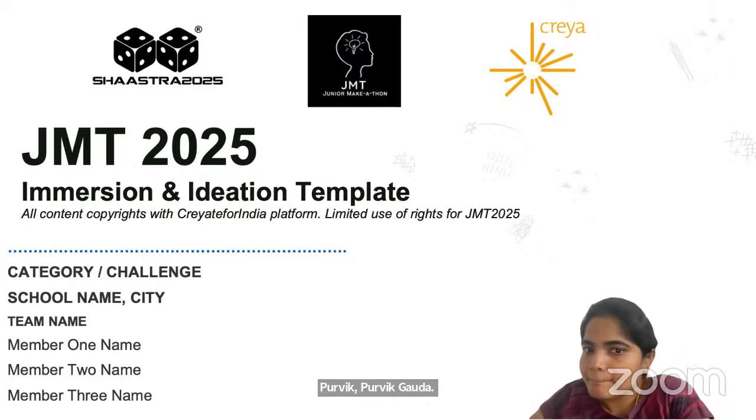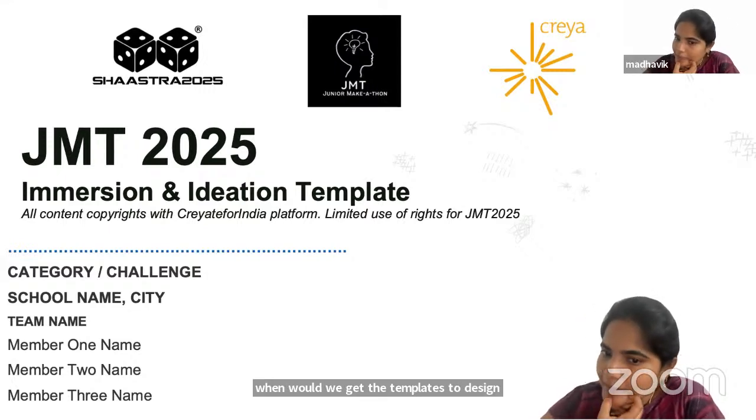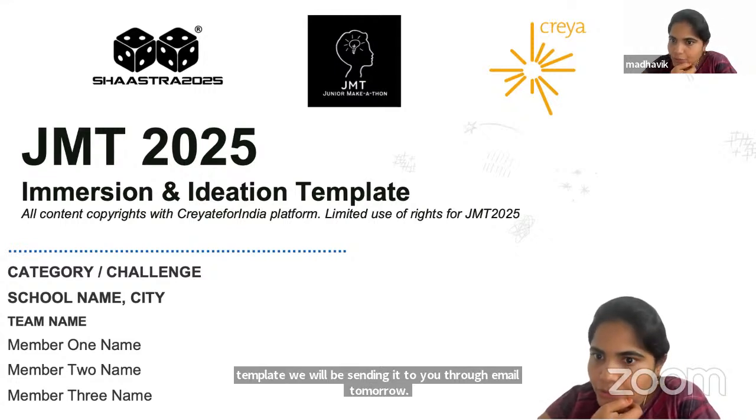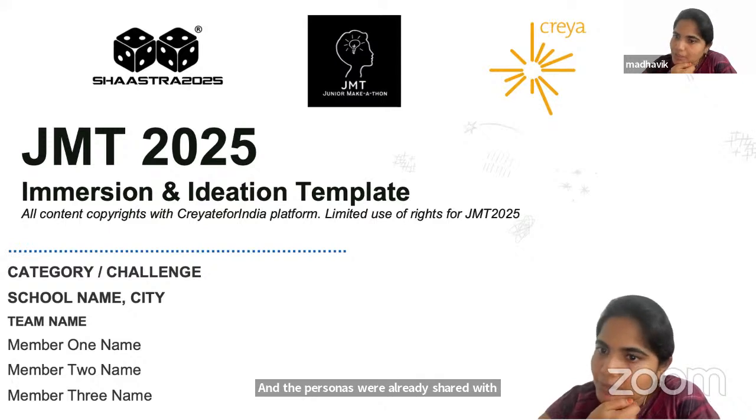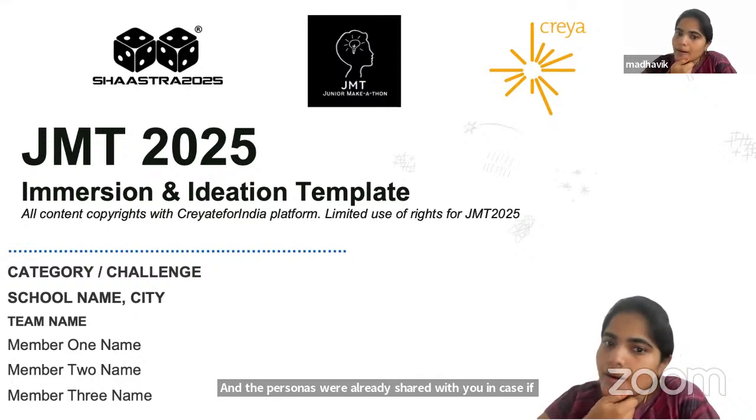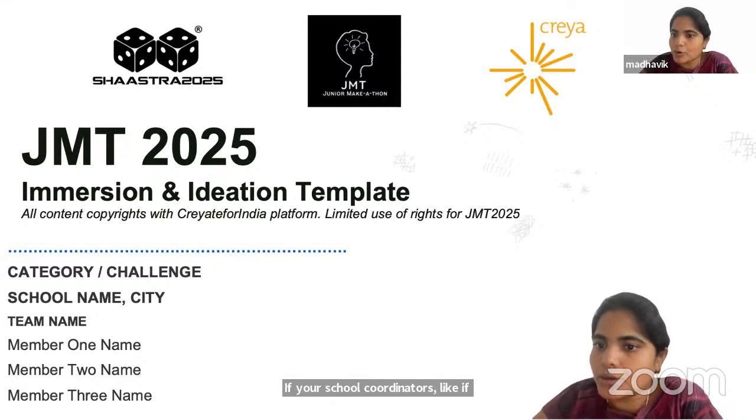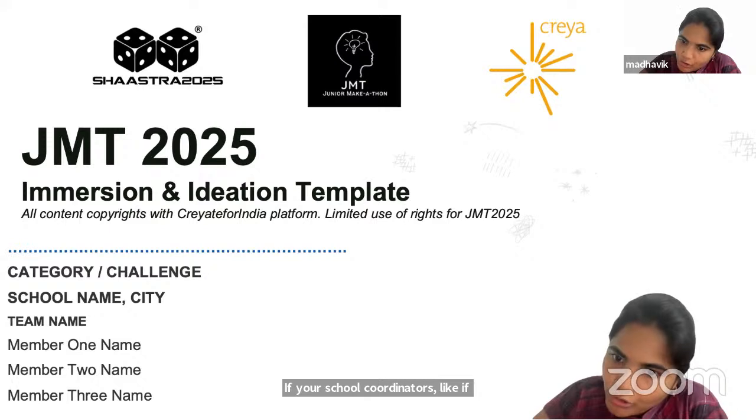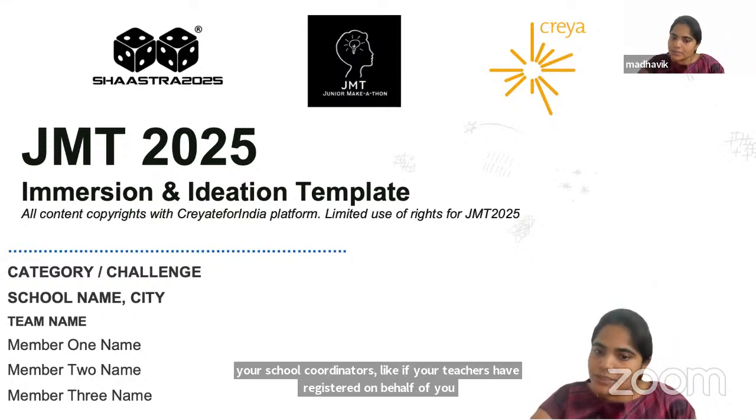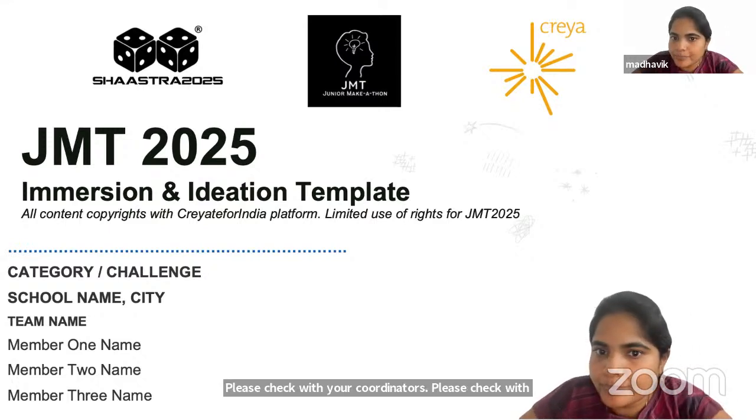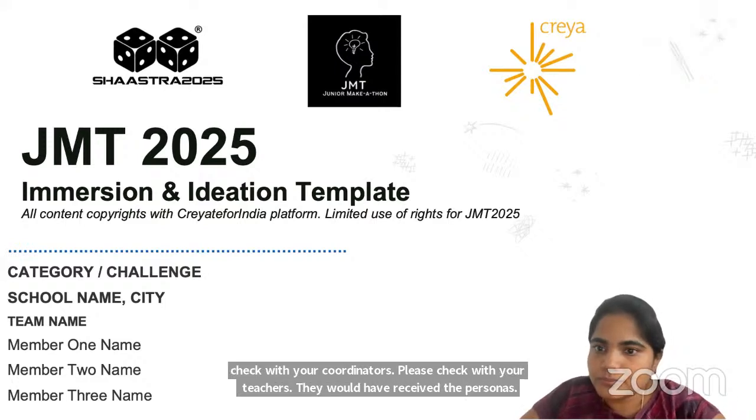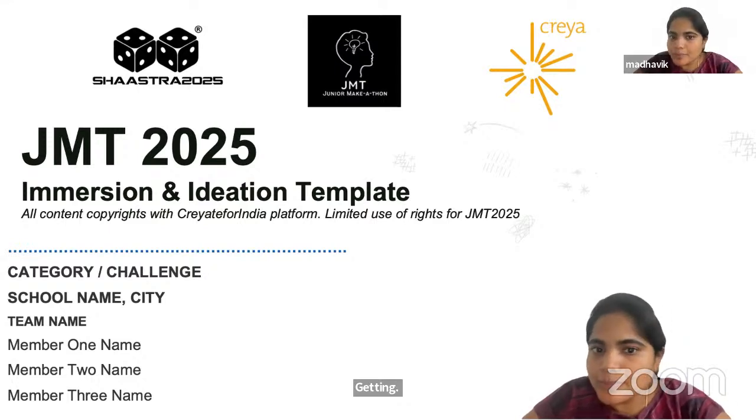When would we get the templates to design? This template we will send to you through email tomorrow, and the personas were already shared with you. In case you have not checked your emails, please check them. Or if your school coordinators or teachers registered on behalf of you, please check with them. They would have received the personas. Yes, I got the persona, just waiting for the templates. Very good, we will send the template tomorrow.